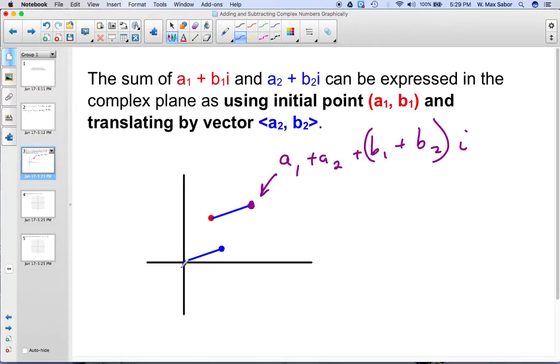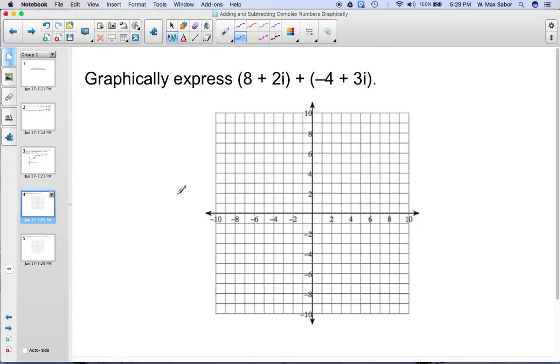So essentially what we did is we found the first point in the complex plane, translated according to the vector, and then our final point was the sum of the two. So if we want to graphically express this, 8 plus 2i is going to be our initial point. Now we're going to use negative 4 plus 3i as our vector, so we're going left 4 and up 3. Which makes the sum this.